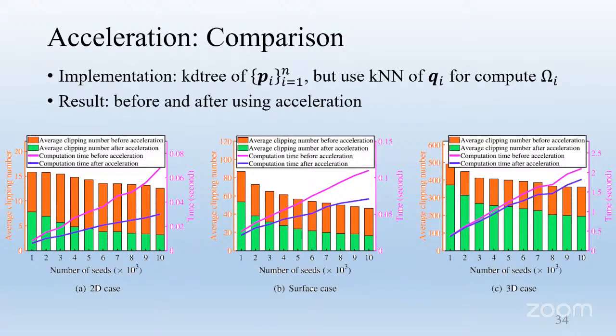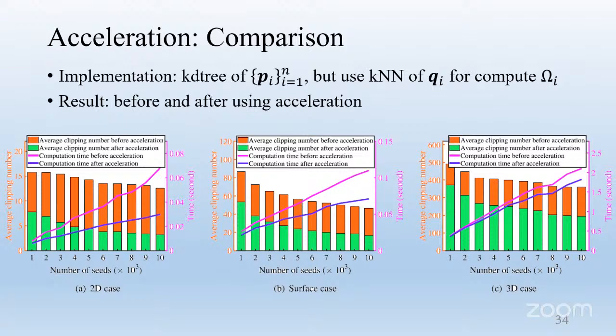For the implementation of the acceleration, we still build a KD tree of the set of lifting points Pi. But when we compute the cell omega I, we find the k nearest neighbors of Qi and construct bisectors of Qi and its neighbors for the clippings. As a result, this trick can speed up the meshless computation because the termination condition can be met earlier, and many clippings that have no contribution to the result can be avoided.